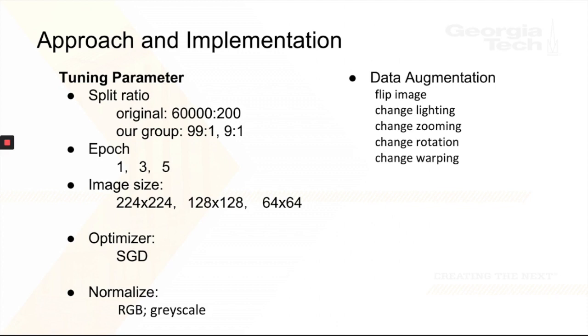We also tried 1, 3, and 5 different epochs, and 3 different image sizes, 224, 128, and 64. We also used the SGD optimizer and used normalization using RGB and grayscale. And for the images themselves, we flipped the image, changed lighting, changed zooming, changed rotation, and changed warping to develop the model. Here you can see these are the models that we trained, and if you want to find the file, they are located in a different folder in our code package.